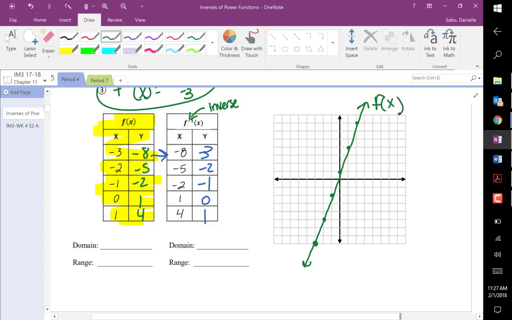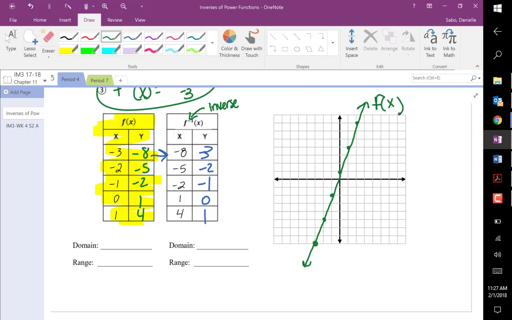Which one did you plot? The F of this one. You went down. Check in, make sure your points are correct. Look, 0 up 1. 0 means I move neither left nor right, and then the 1 means I go up. Okay, right 1, up 1, 2, 3, 4.